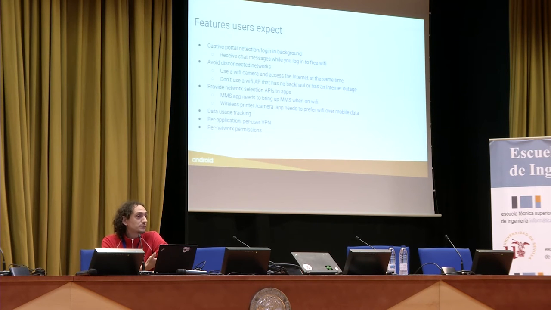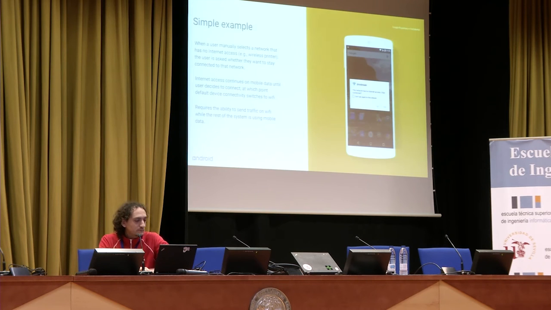And applications want to be able to select this. For example, an MMS app needs to be able to bring up the cell network and bind to that network. Then we have data usage tracking, which is fairly complicated, as we'll see later on. Per-user VPNs, things like that.